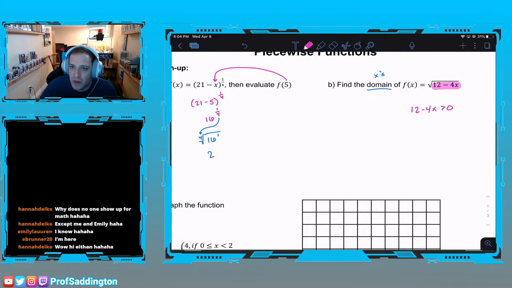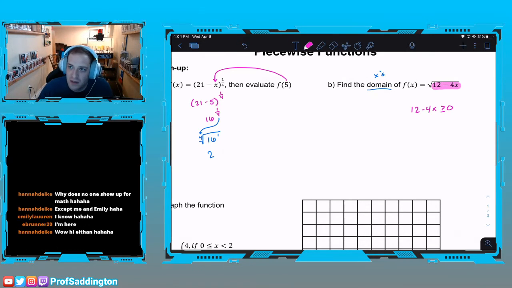Now that we know it's greater than 0, we also just have to remember it's also going to be equal to 0, because it's okay to have 0 inside of a square root. So now I'm just going to solve it out and get x all by itself.